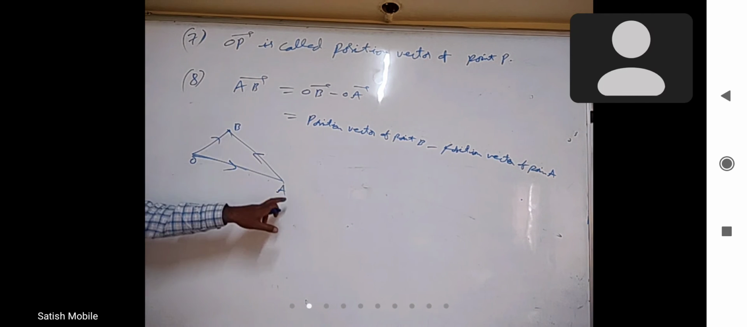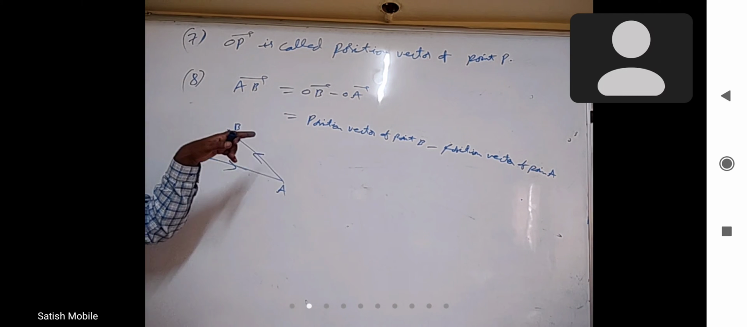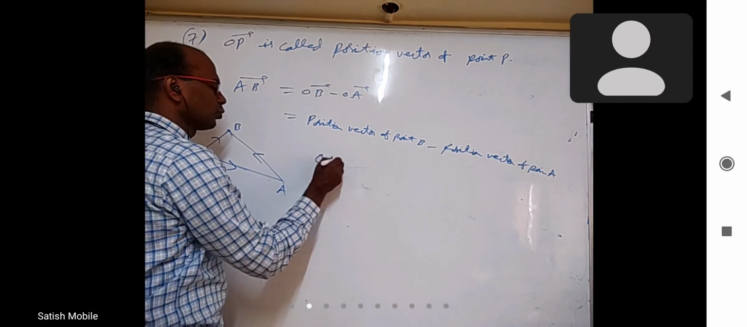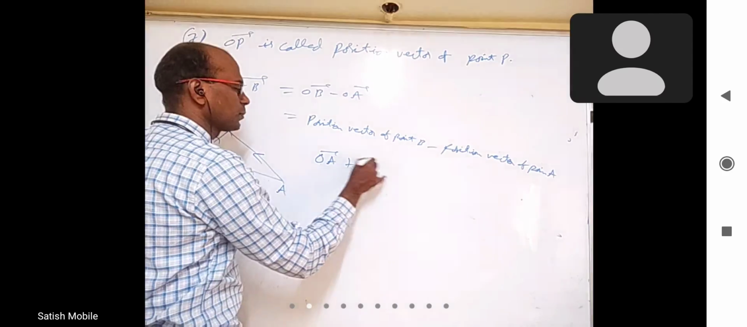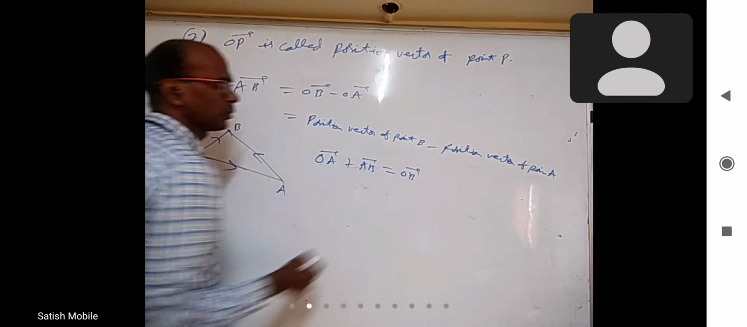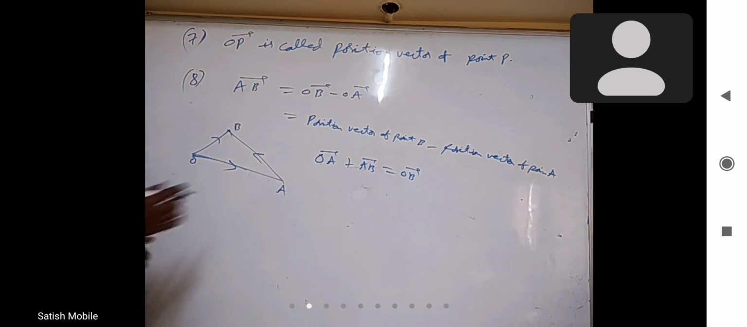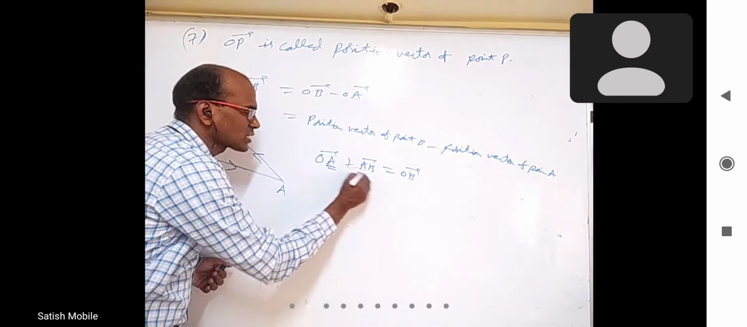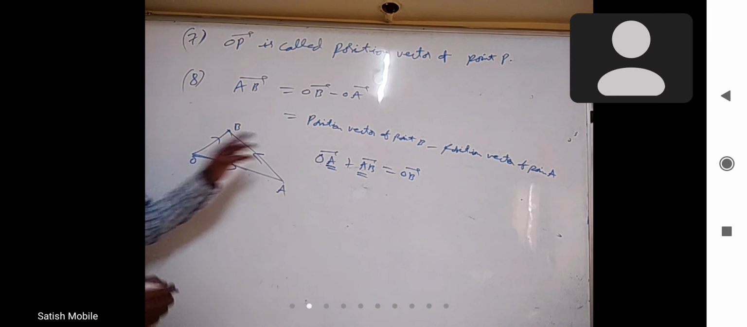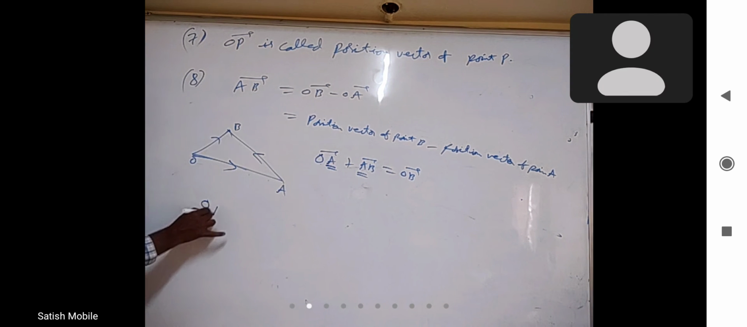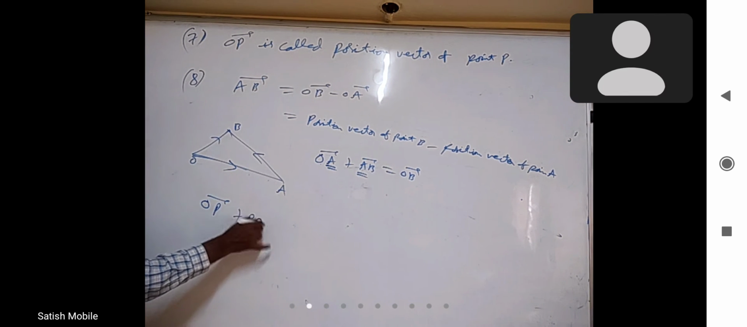Can I say this vector plus this vector will give me this vector? Okay. So I can write OA bar plus AB bar is equal to OB bar. You don't even need a figure also. Here it is ending with A, this is starting with A. So forget about that. Let us say I write OP bar plus PQ bar.